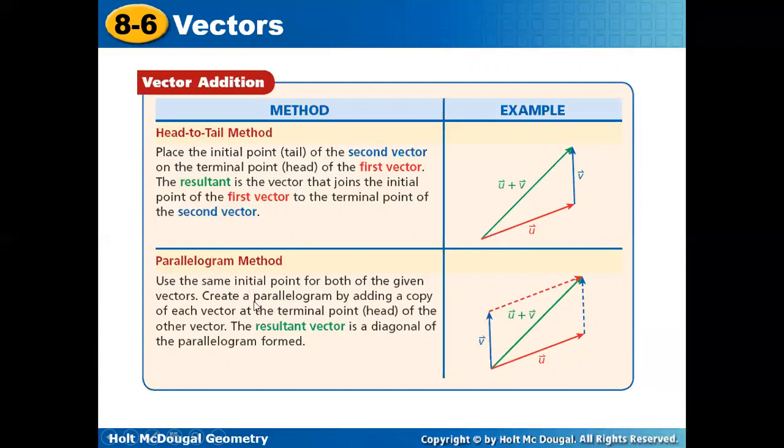The parallelogram method uses the same initial point. When I add u and v, they both start from the same initial point, but one goes in this direction and one goes in another direction like this. So we complete a parallelogram, drawing two opposite lines. You know, in a parallelogram, each two opposite sides are equal in length and parallel. So the diagonal of this parallelogram represents the resultant vector of the two vectors which have the same initial point.